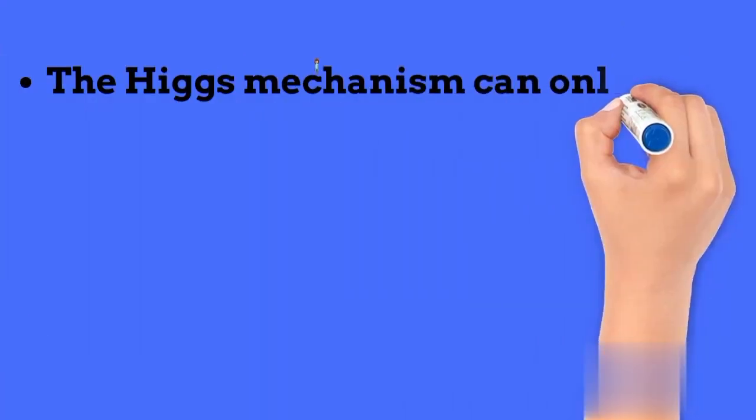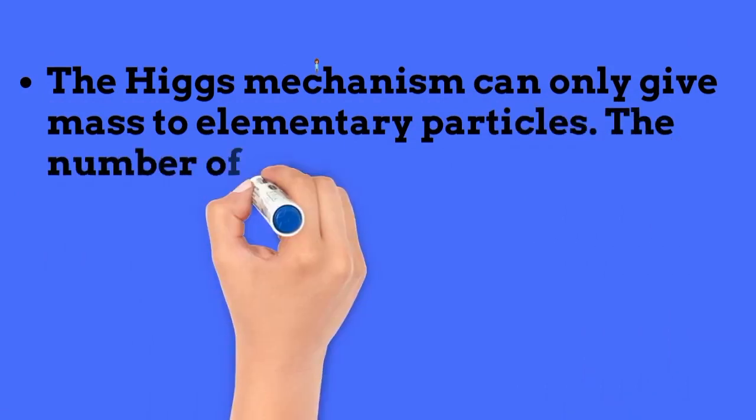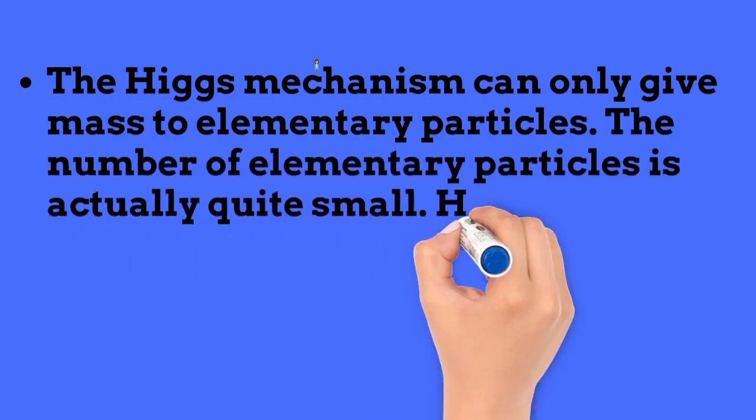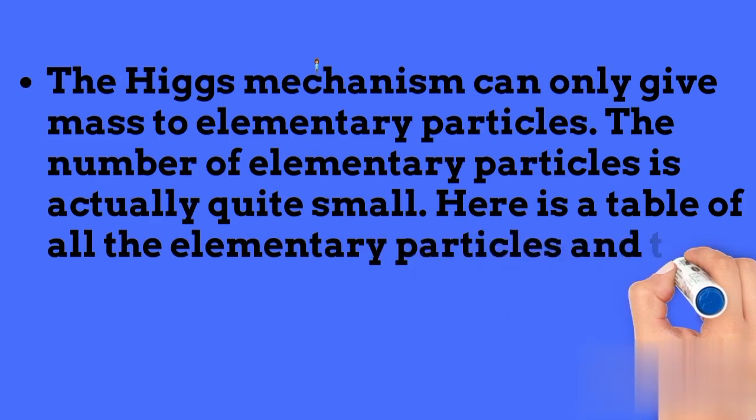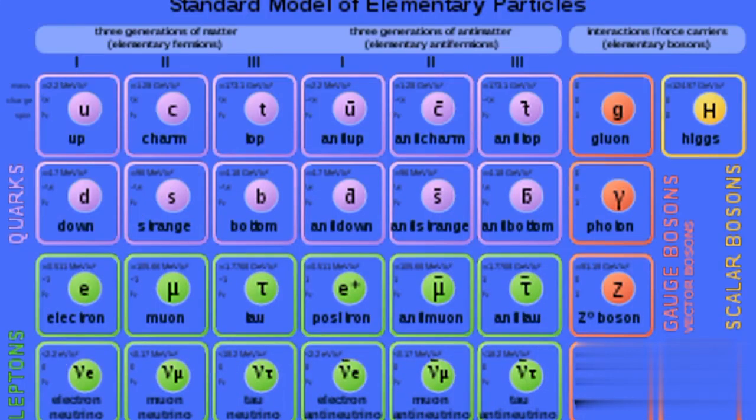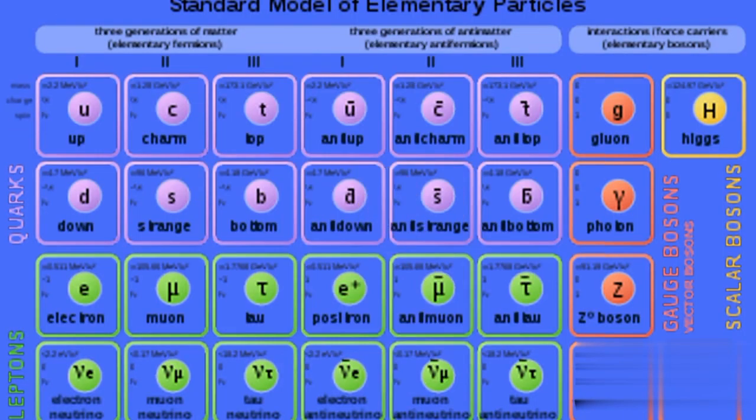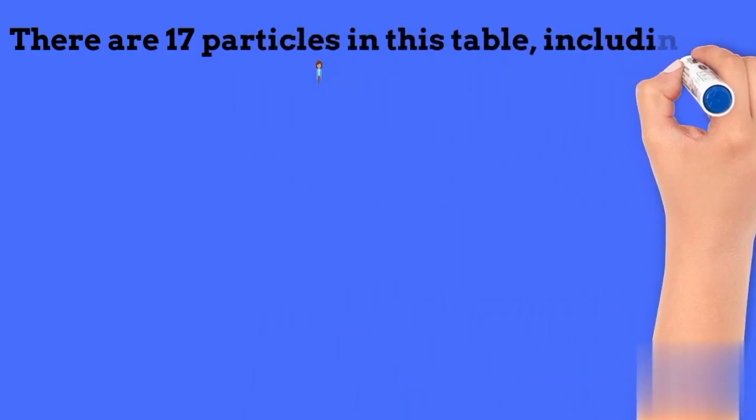The Higgs mechanism can only give mass to elementary particles. The number of elementary particles is actually quite small. Here is a table of all the elementary particles and their properties. In this table, including the Higgs boson itself.